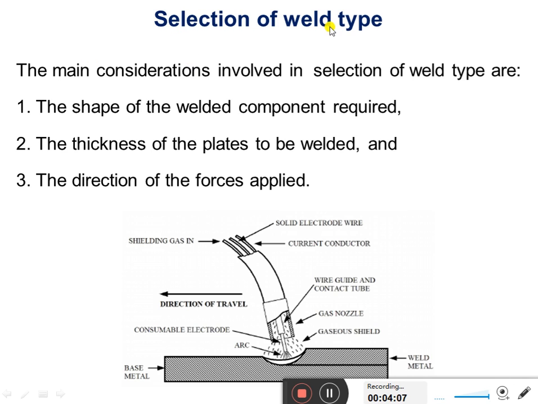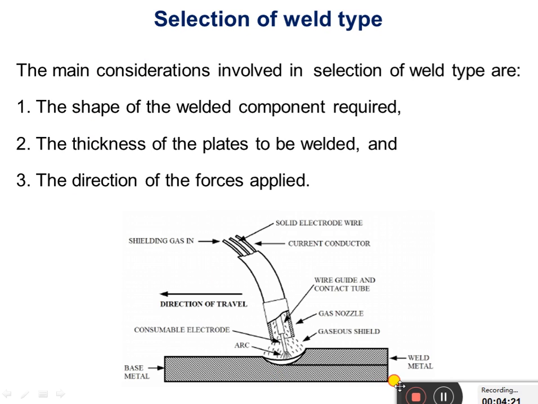And the next one is selection of weld type. What are the major considerations in selecting the weld type? First, the shape of the welded components required. So what type of weld we are going to do, we have to select the shape, and the thickness of the plates to be welded, that is how much thickness of the plate we are going to weld. Then the direction of force applied, that is what direction of force we are going to apply. So these are the main considerations while doing the welding process.